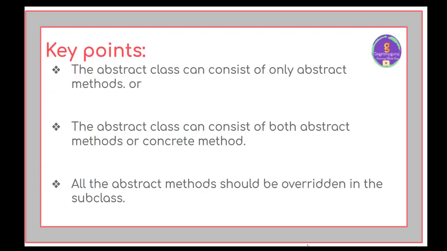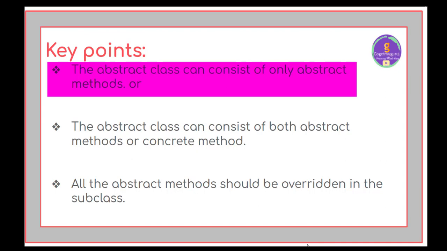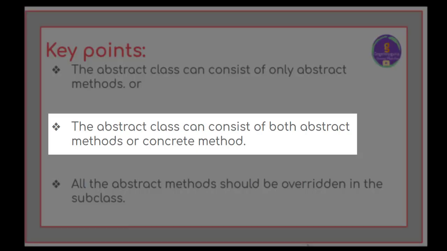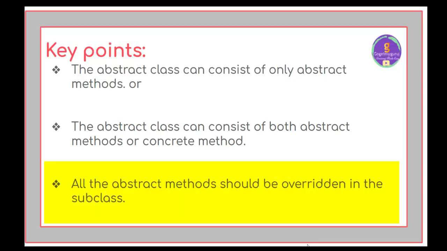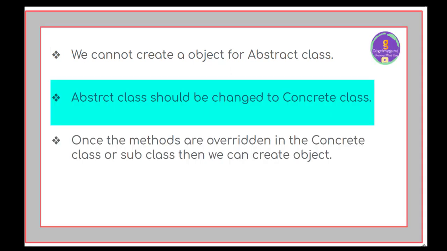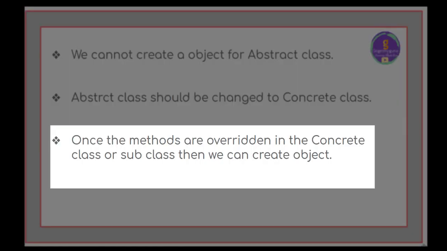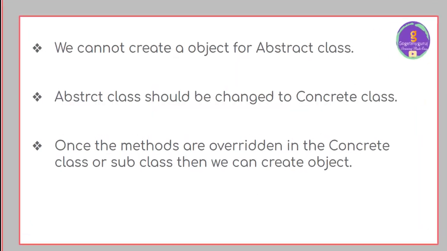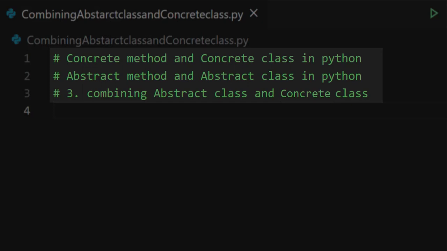Some key points for abstract class and methods. The abstract class can consist of only abstract methods, or the abstract class can consist of both abstract methods and concrete methods. All the abstract methods should be overridden in the subclass. We cannot create an object for an abstract class. Abstract class should be changed to concrete class. Once the methods are overridden in the concrete class or subclass, then we can create an object. And then last is combining abstract class and concrete class in Python.